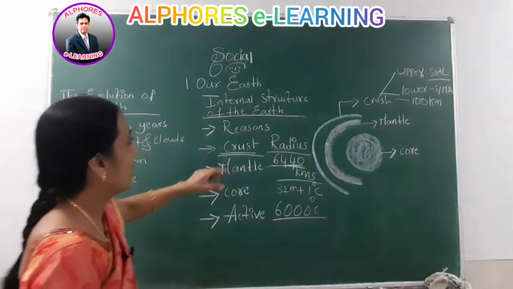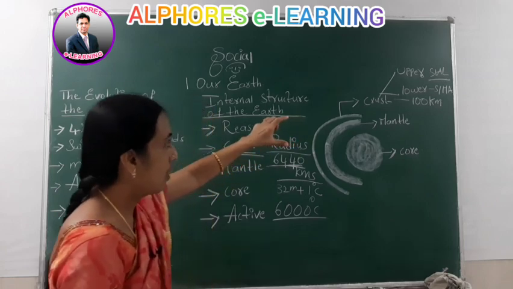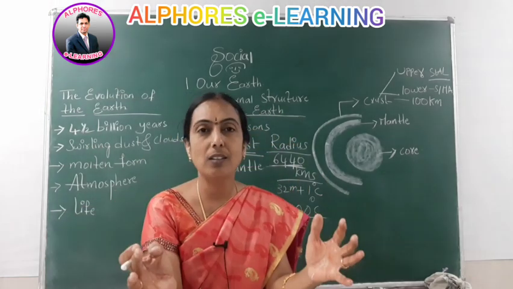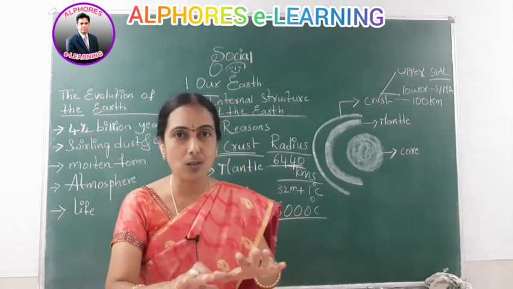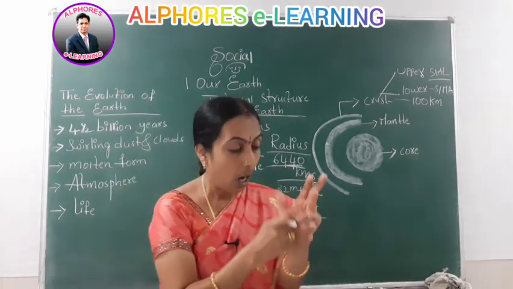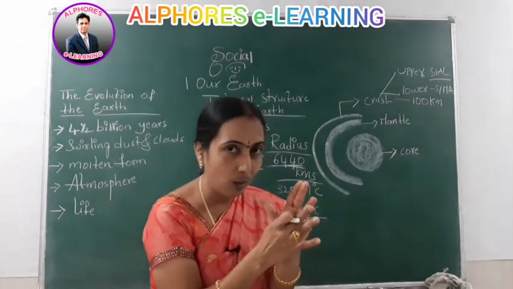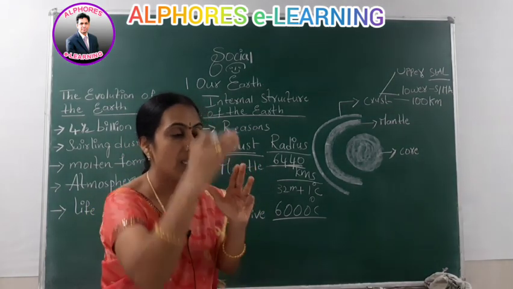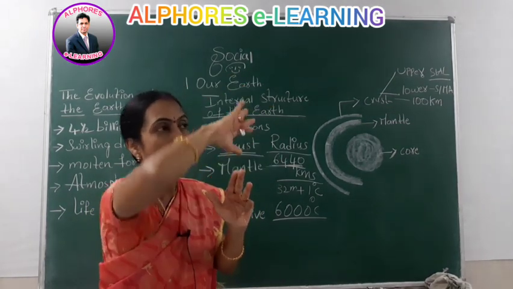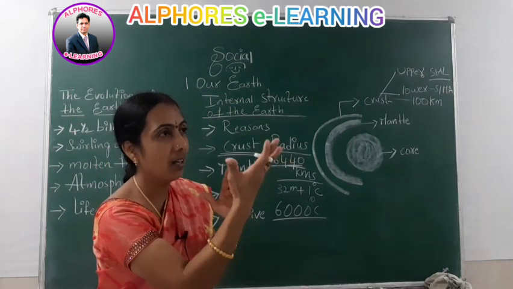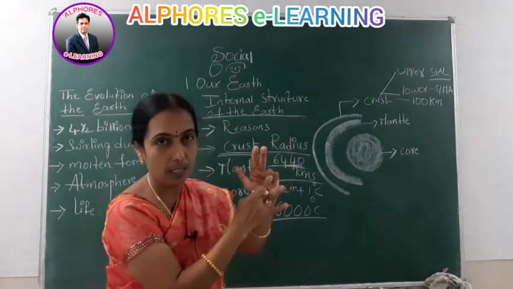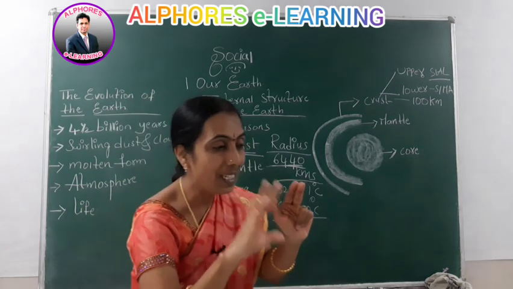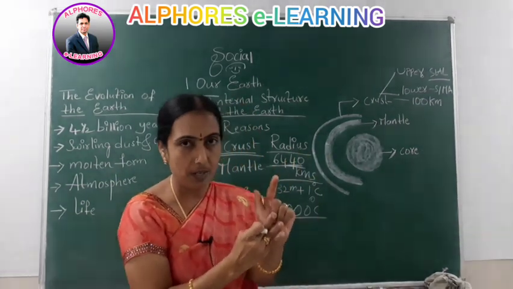Let me summarize. Crust means the topmost layer of the earth on which we people are living. How it was formed: when the earth was boiling in molten form, the lighter particles rose to the top, cooled and formed a layer, and that layer is called the crust. Second point, the depth of this crust is 100 kilometers.